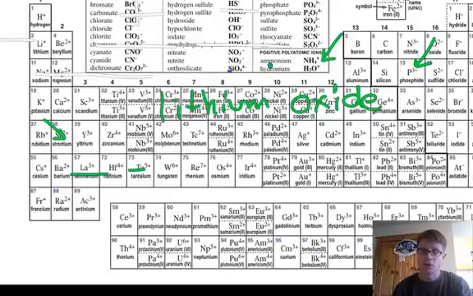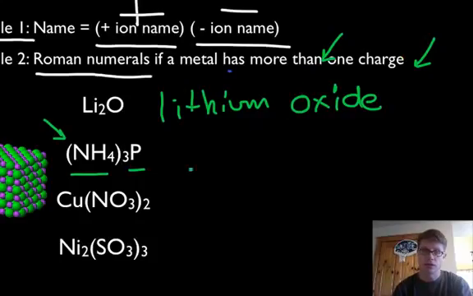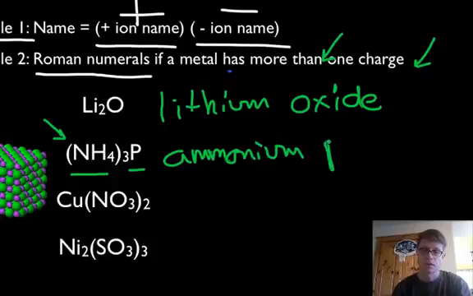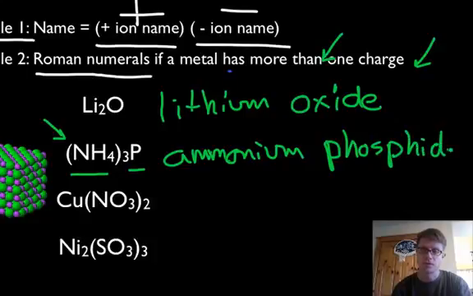So if we look at ammonium, there's only one type it can be, NH4, and phosphide is going to be P. Let's go forward and write that out. So that is ammonium phosphide. Again, pretty easy. We're just writing the cation first and then the anion second.